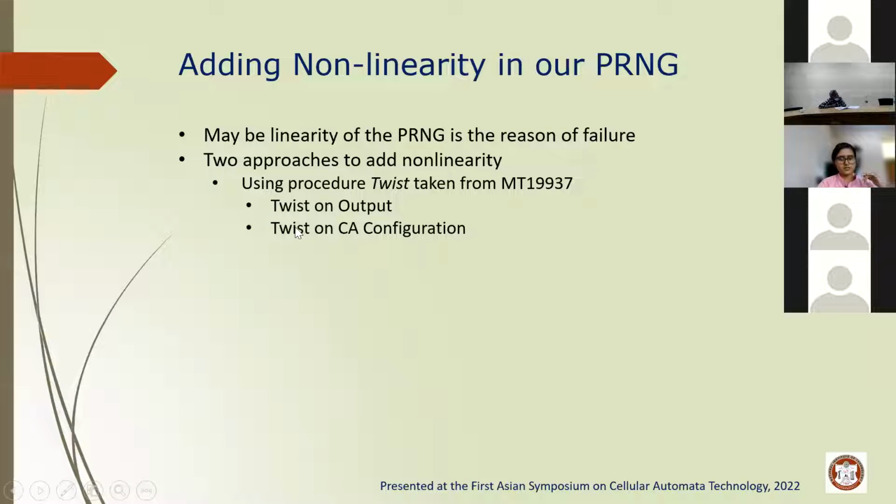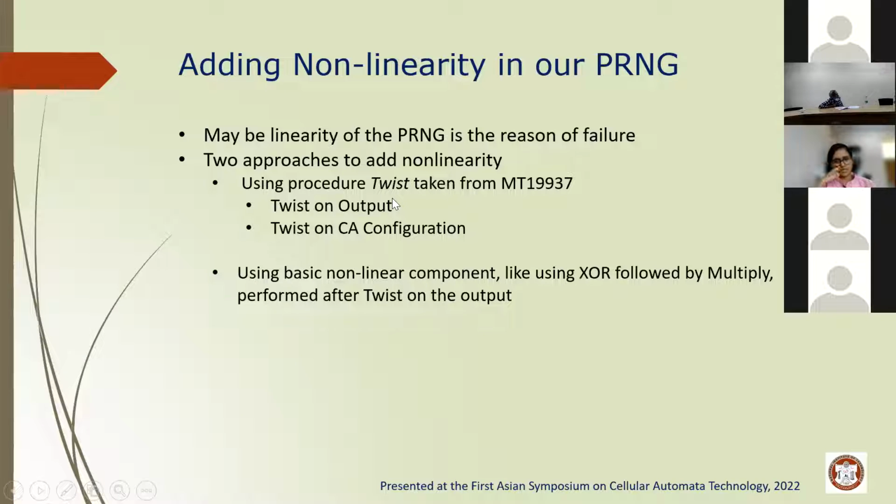First one is twist on the output, that is the 32-bit generated. On that we are applying twist. Another is on the CA configuration itself we are applying the twist. After that we are applying the temper. So these are the two processes by which we are applying twist.